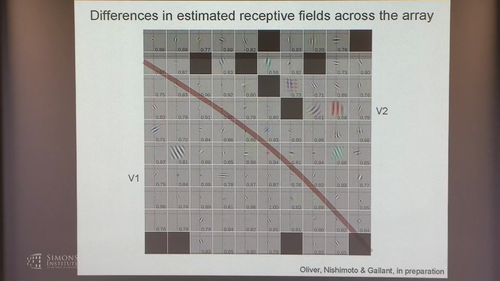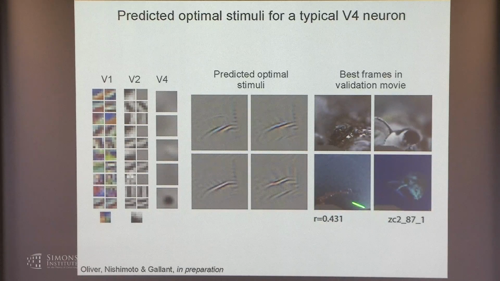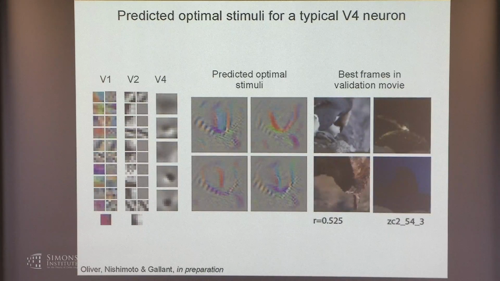All right. So you can use the receptive field complexity to, say, make a division across your array from V1 to V2. That's good. You can see these all look like V1 neurons. These all look like V2 neurons. That's great. And then you can go through, again, just like I showed you a few minutes ago, and try to predict what the best stimulus is and what the best frame is, and try to look at the correspondence here. This is the V1 and V2 inputs to this V4 neuron.